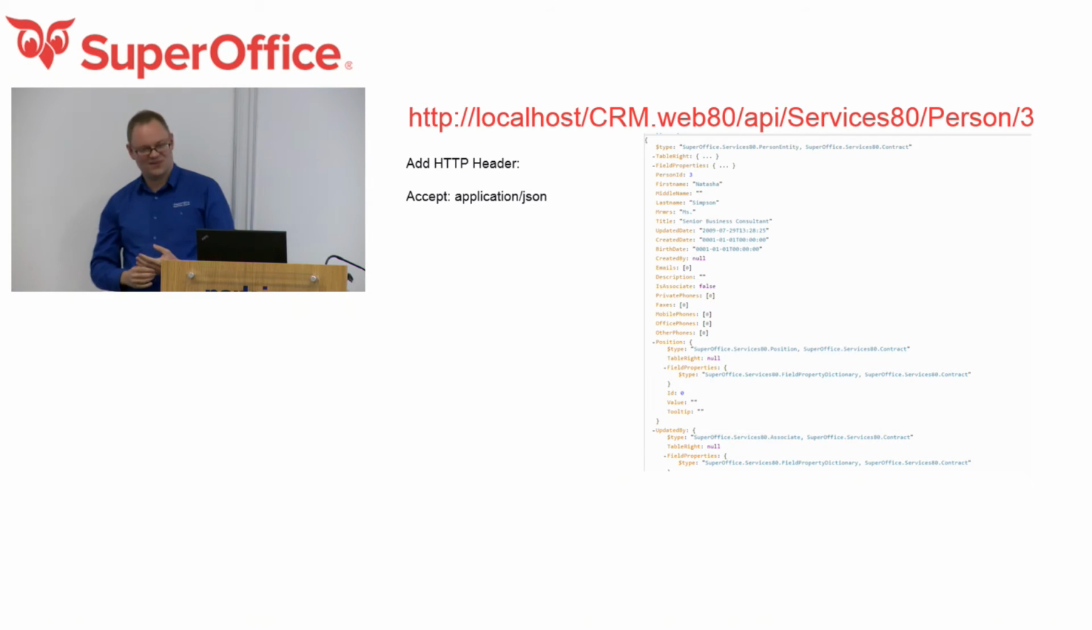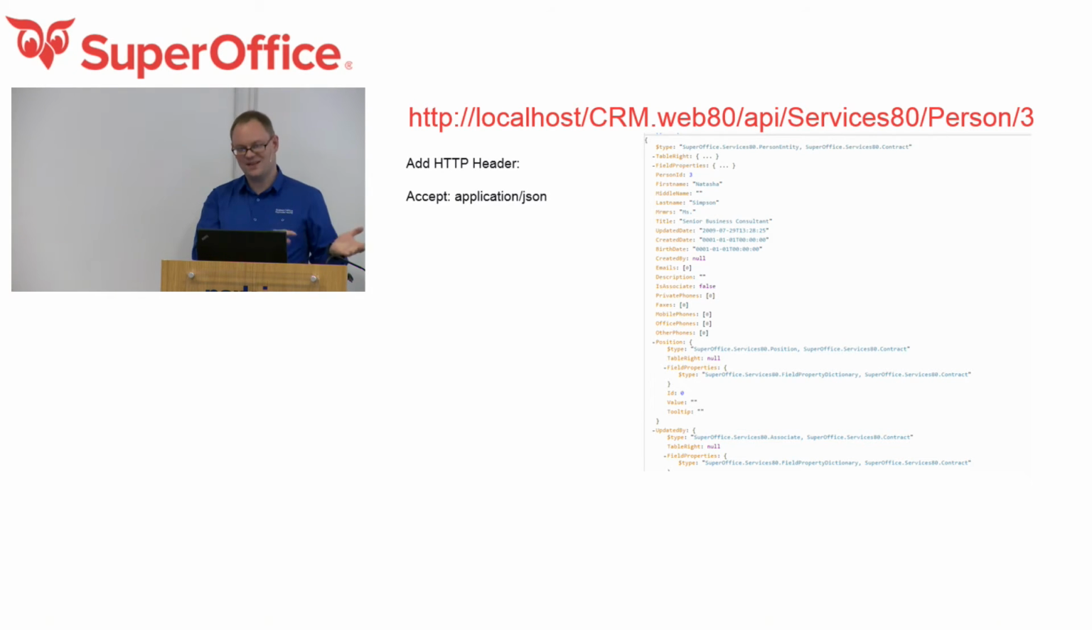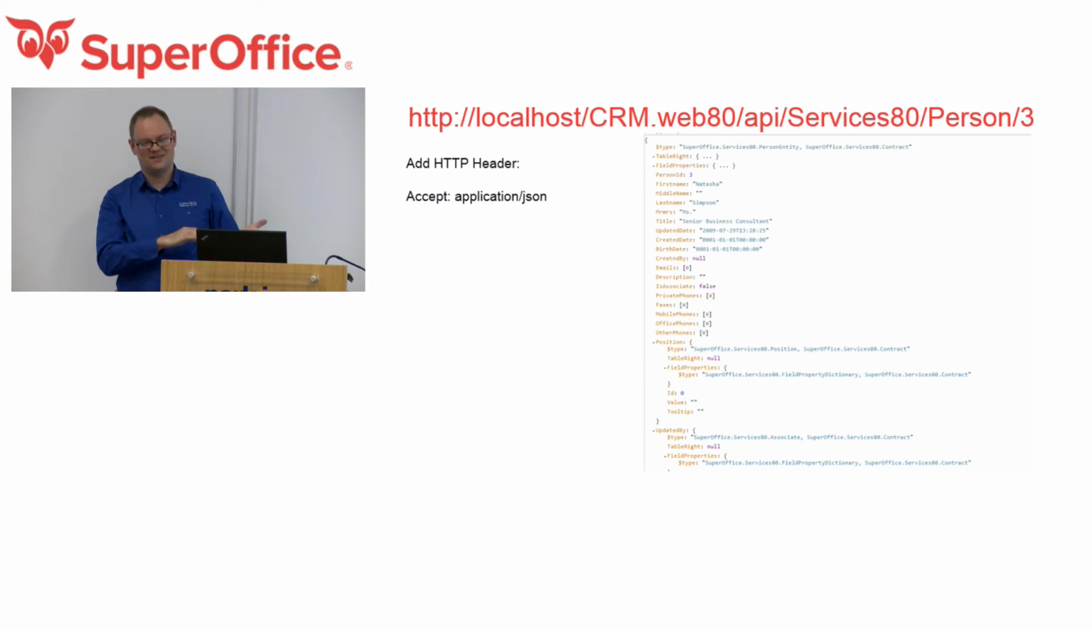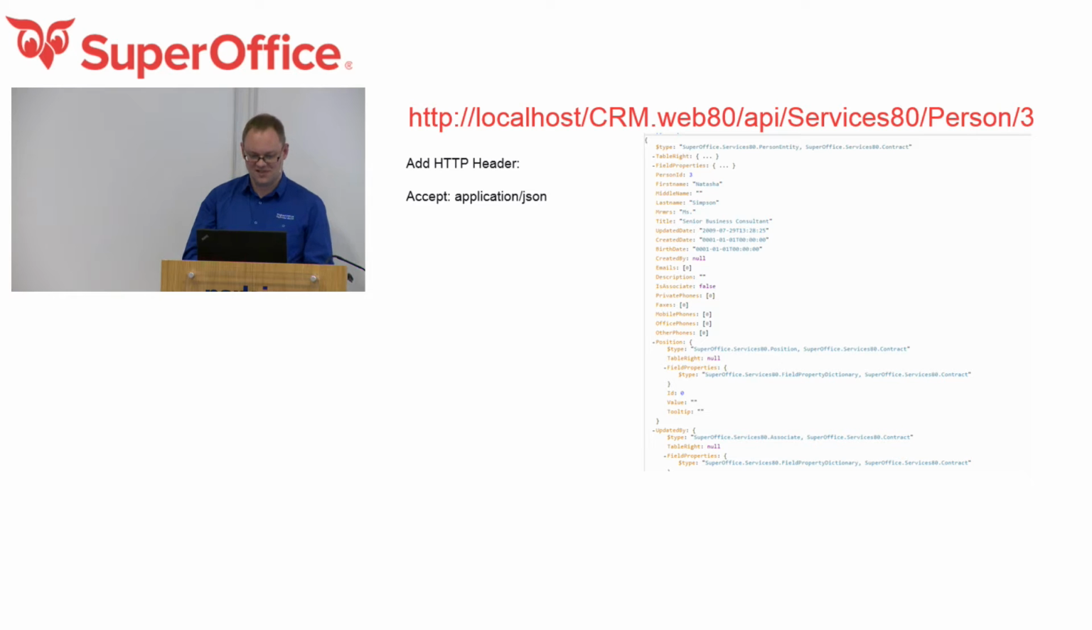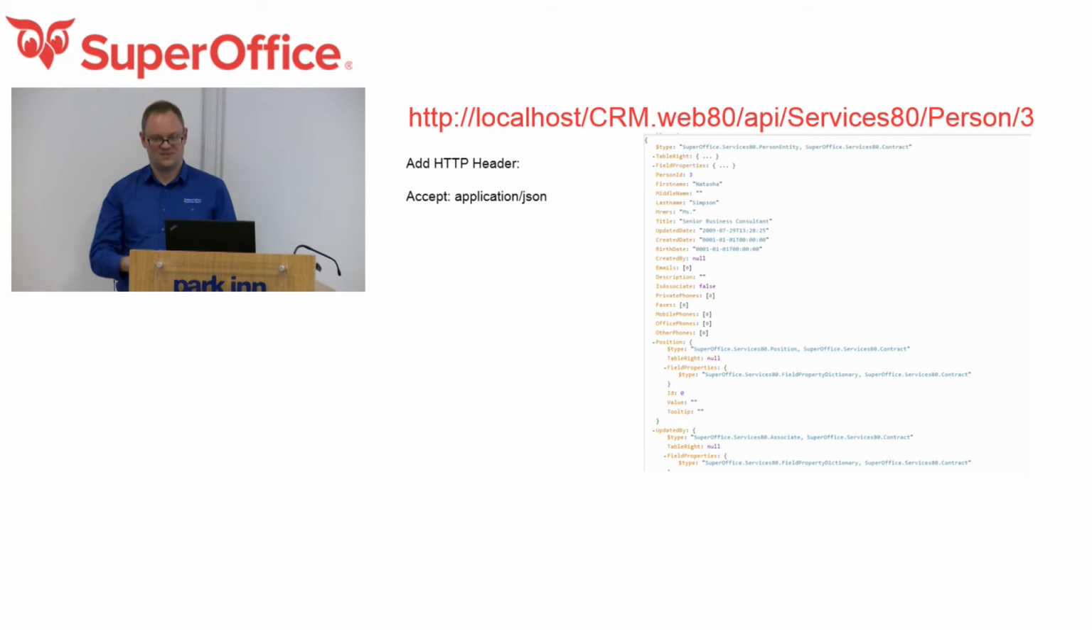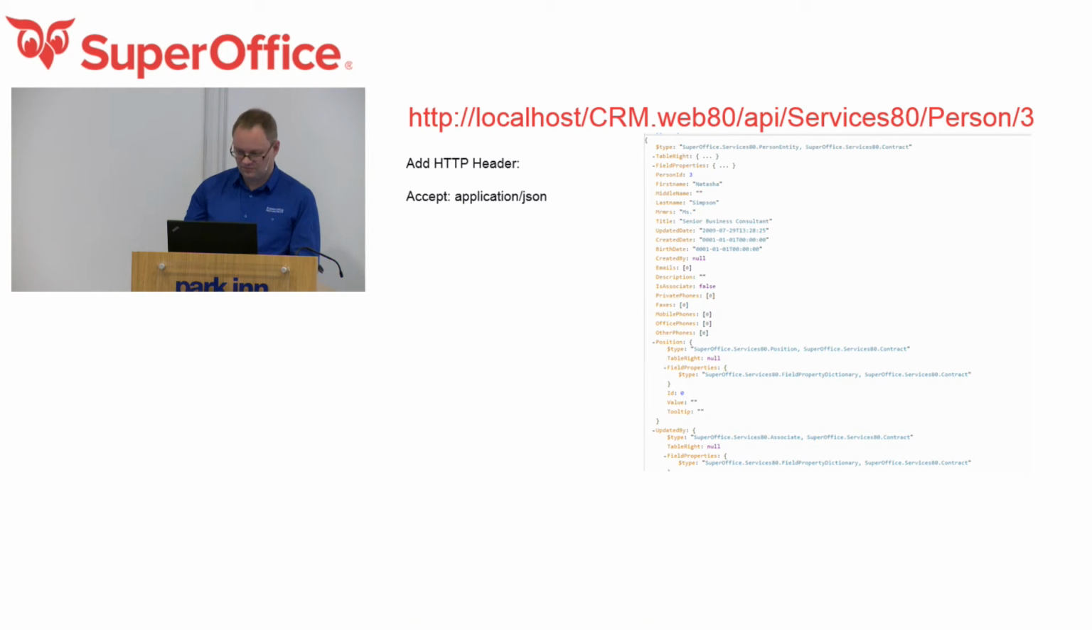That was XML. And of course, XML is now old and busted, and the new hotness is JSON. So if we add an HTTP header to our request and say we would like JSON, we get JSON back. And then you can use JavaScript to modify this and send it back to us as a post or a put to update person 3.